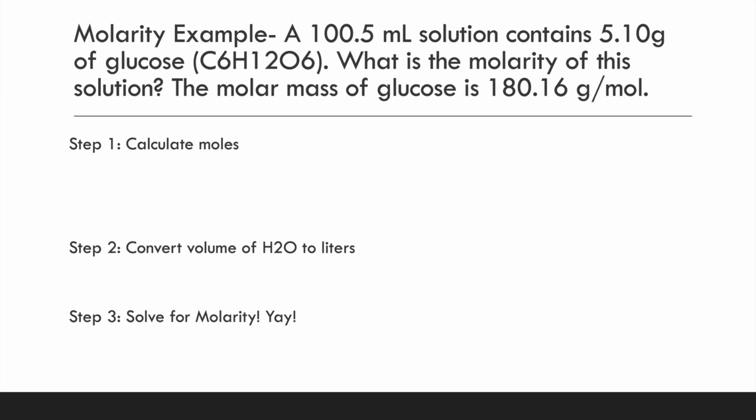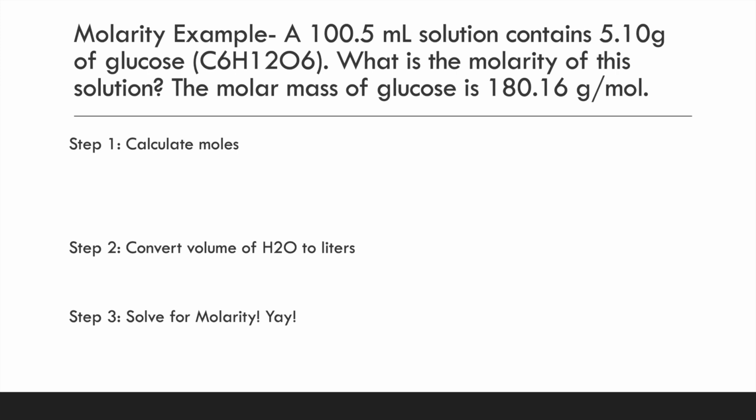All right, here is a molarity example problem. It reads, 100.5 milliliters of solution contains 5.10 grams of glucose. What is the molarity of this solution? The molar mass of glucose is 180.16 grams per mole. All right, so it's set up into 3 steps, and I actually have the steps right on here on the PowerPoint. I'm not going to be using my cute little mini whiteboard today.